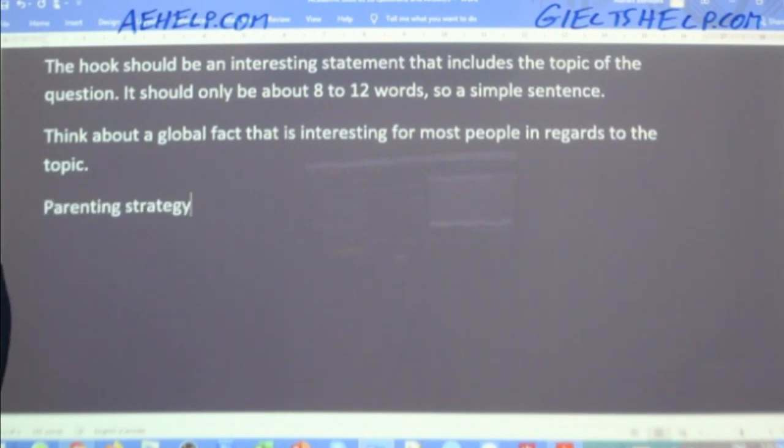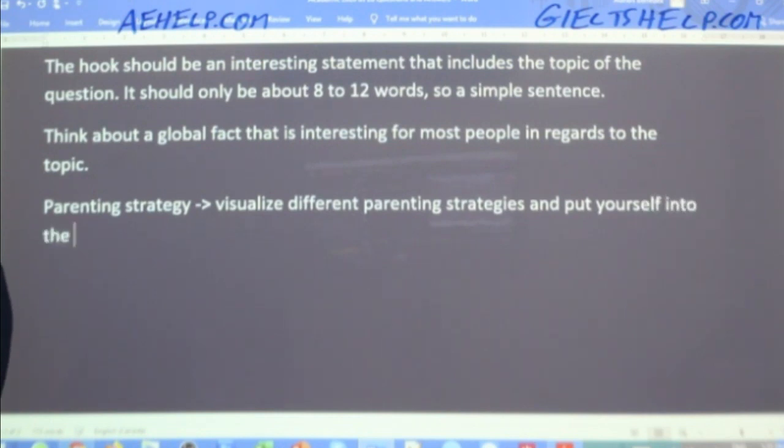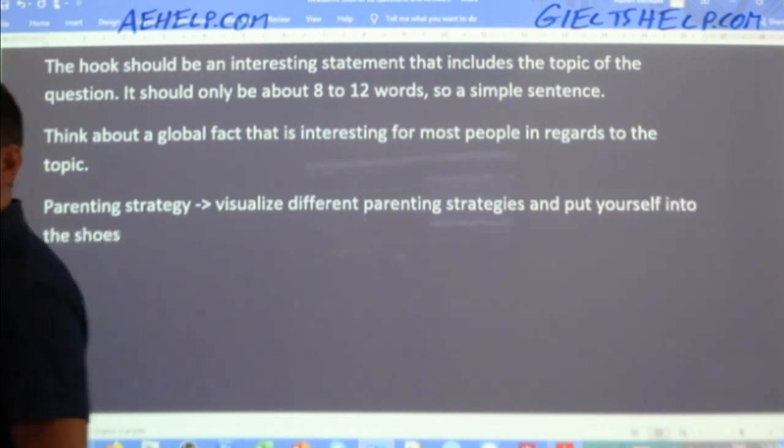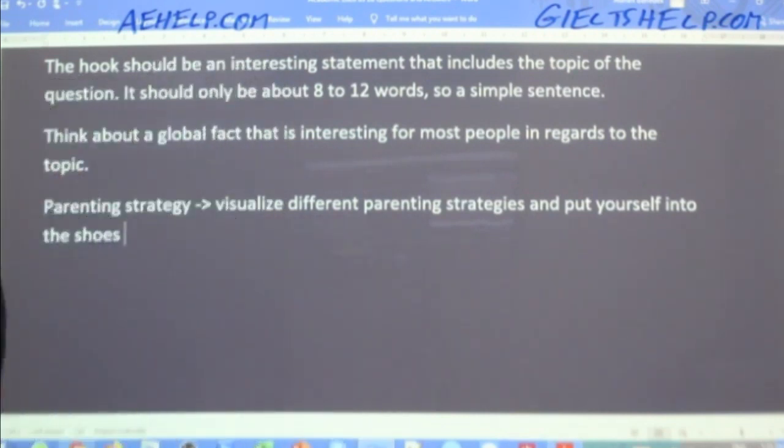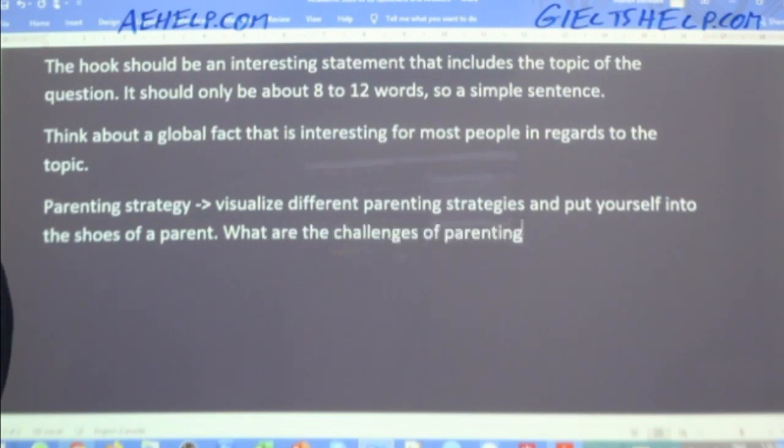Okay, so what you want to do, Tito, is visualize parenting strategy. Okay, so visualize different parenting strategies and put yourself into the shoes, even if you're not a parent. Of course, if you're a parent, that's going to help you, Tito, but if you're not, just try to put yourself into the shoes of a parent. Okay? What are the challenges of parenting? What are different parenting styles?